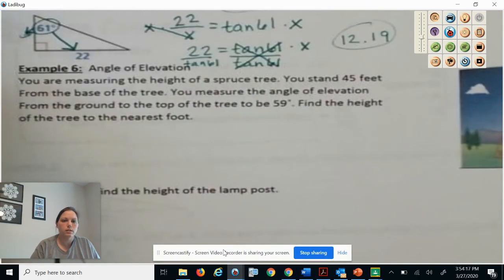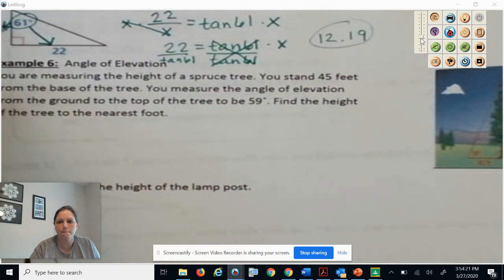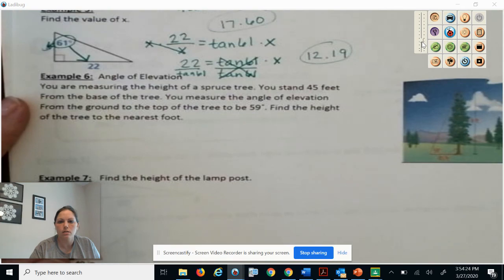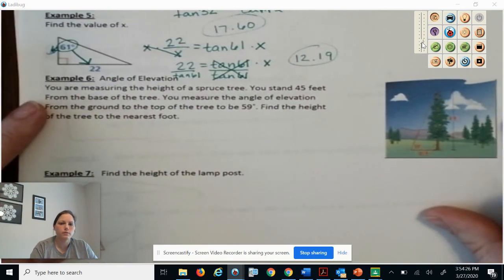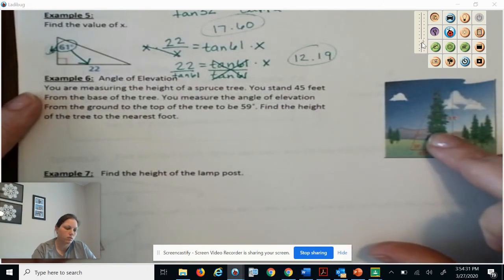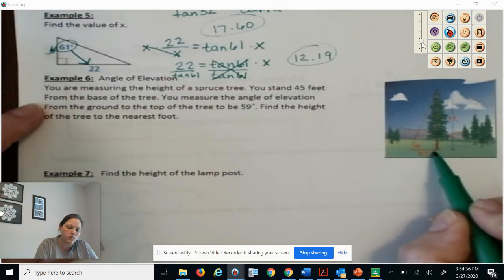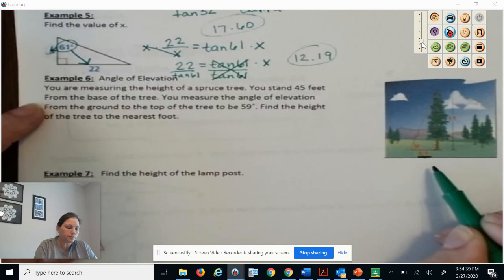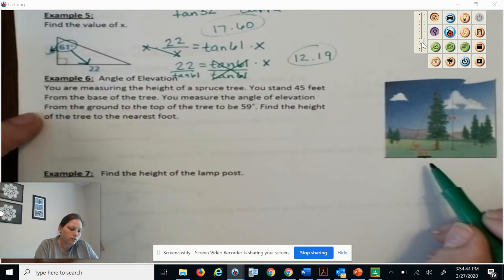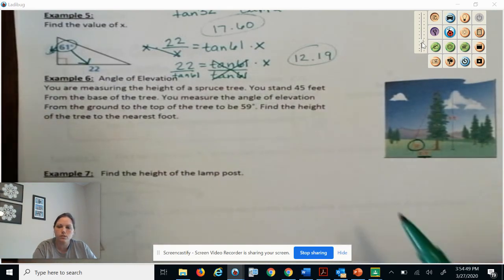Okay, example 6. Our angle of elevation. I'm going to zoom out a little bit here. Okay, we have an angle of elevation. We're measuring the height of a spruce tree. So they're big and tall. We stand 45 feet from the base of the tree. So here's our 45 feet down here. You measure the angle of elevation from the ground to the top of the tree to be 59 degrees. So that's our angle of elevation. We're looking up.